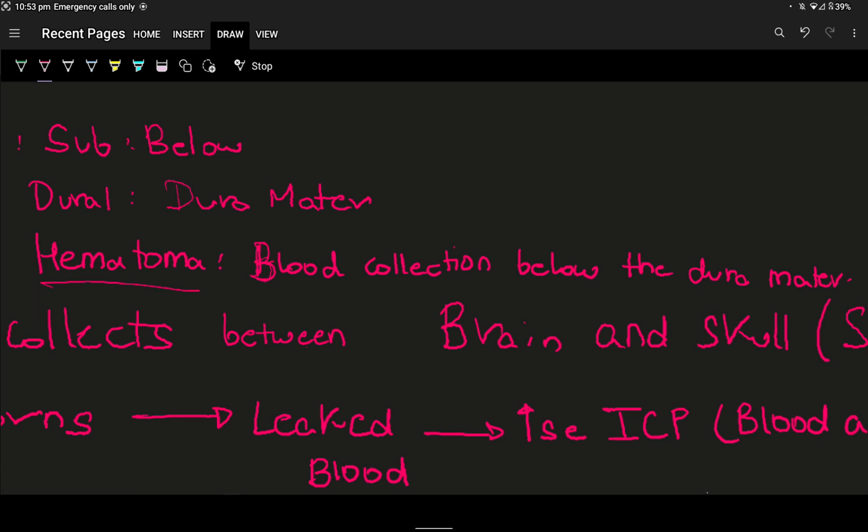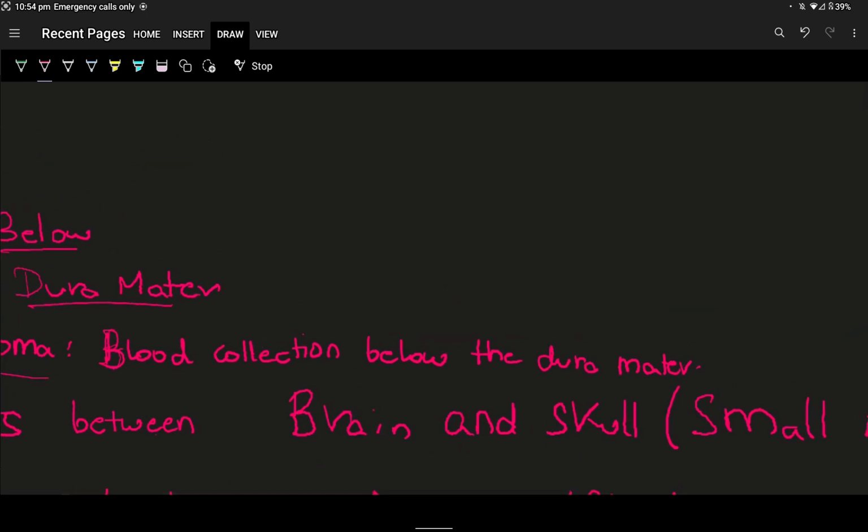When this hematoma occurs subdurally, which means sub, like submarine, below the water, dural, that is dura mater, the layer of the brain. We have a few layers of our brain, starting with our skull. We then have the dura mater, the arachnoid mater, and the pia mater. For the dura mater, we have two layers, the periosteal and the meningeal layer.